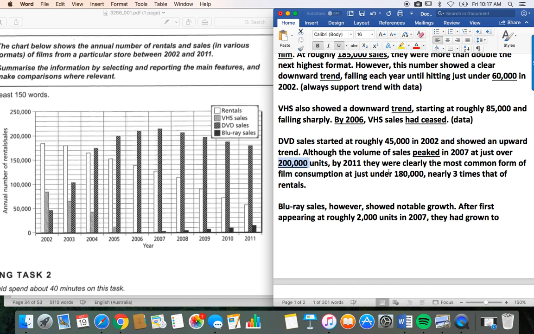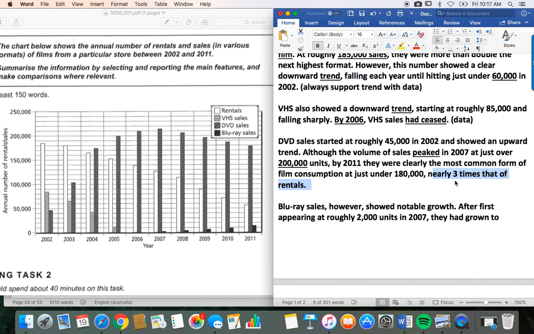They were clearly the most common form of film consumption. By 2011, they were clearly the most popular at just under 180,000. So again, they were still clearly the most common. Again, trend, 180,000 data. And then I highlight it, nearly 3 times that of rentals. So you can see here, it's nearly 3 times that of rentals.